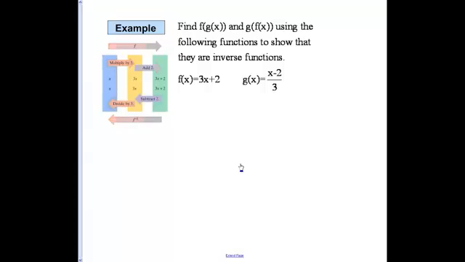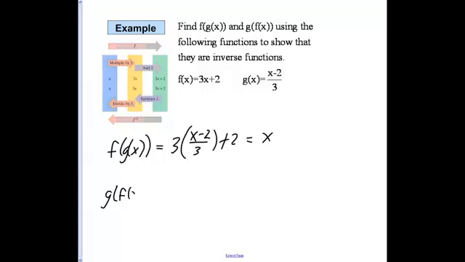So let's look at this example here. Find f of g of x and then g of f of x. We know how to find the composite: f of g of x is equal to 3 times, we'll plug in g of x, x minus 2 over 3, plus 2, and our 3's will divide out, our 2's will subtract out, we end up with x.